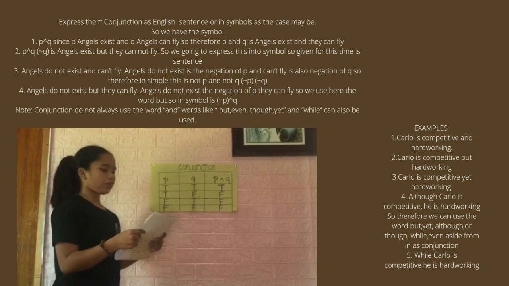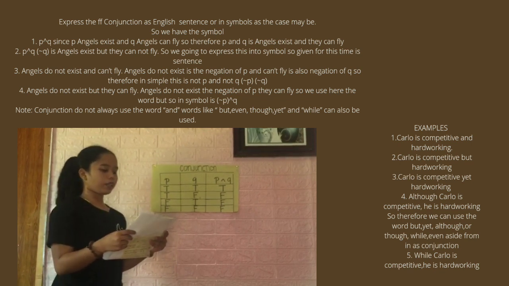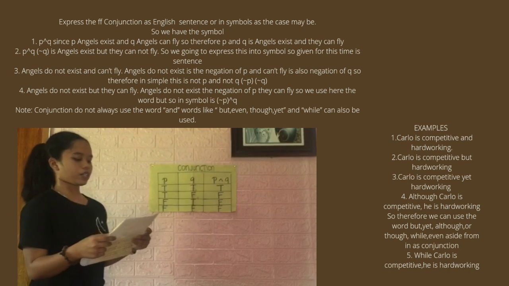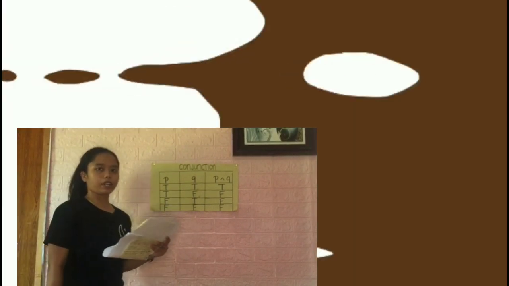So, therefore, we can use the words but, yet, although, while, even, aside from as conjunctions. Number 5, while Carlo is competitive, he is hardworking.